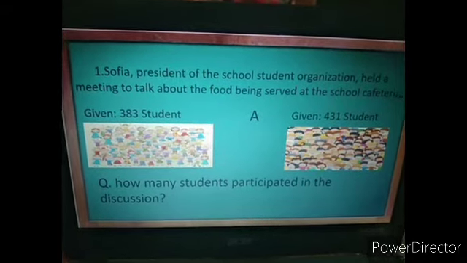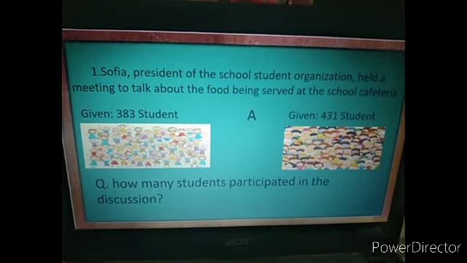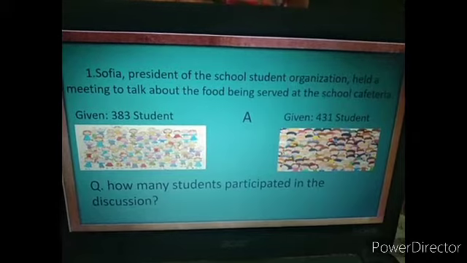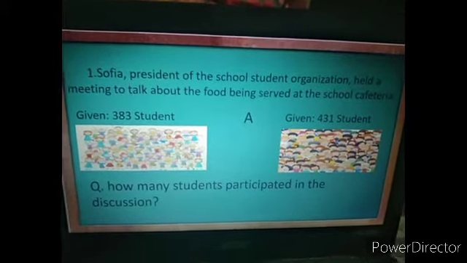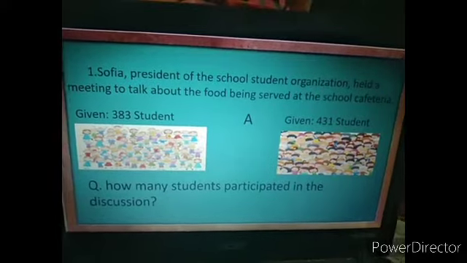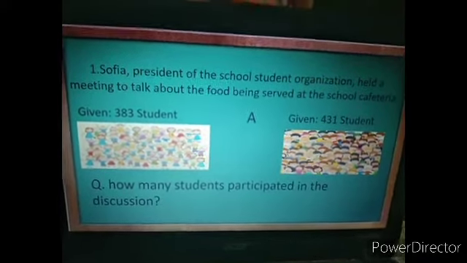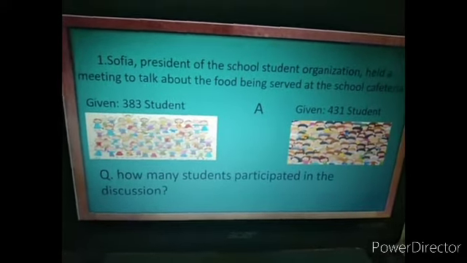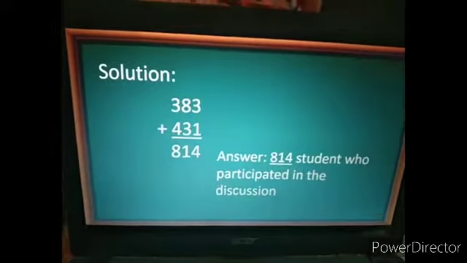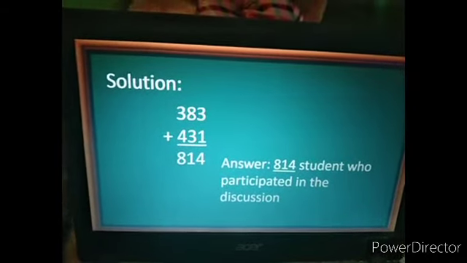Sophia, president of the school student organization, held a meeting to talk about the food being served at the school cafeteria. The given numbers for letter A are 383 students and 431 students. The question is how many students participated in the discussion. Let's solve it. As you can see, I put the correct answer, so I'll teach you how to add.